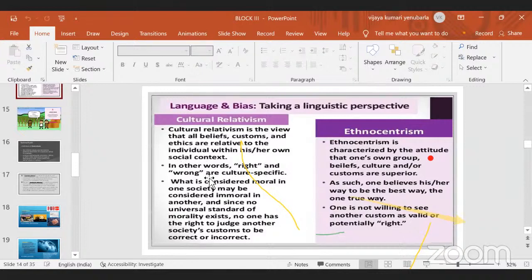In other words, right and wrong are culture specific. You cannot say that doing that is right or that is wrong, because that is a culture-specific word. In some communities, whenever a husband dies, the widow is immediately given in marriage to the deceased person's brother. But here we don't have that practice. So how can you say this is wrong? We cannot make that statement. It is culture specific. You cannot simply judge right or wrong. This is the notion of cultural relativism.